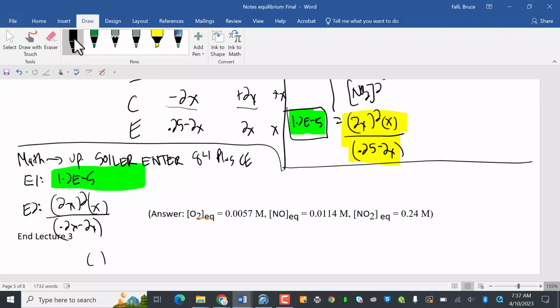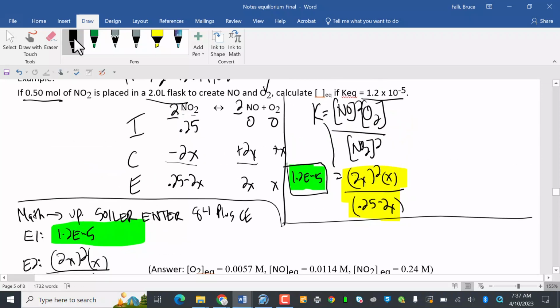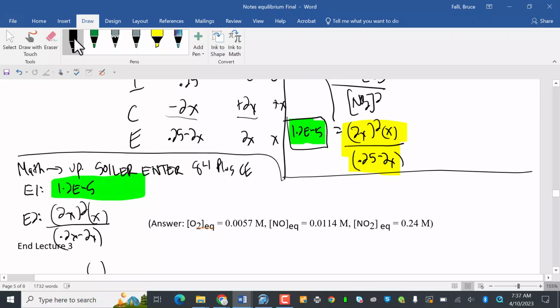0.2x. Well, wasn't it 0.2? Oh, I did that wrong. It's 0.25. I just wrote it down incorrectly. 0.25 minus 2x. Close quantity. I guess I have too many quantities, so I'll close that one.